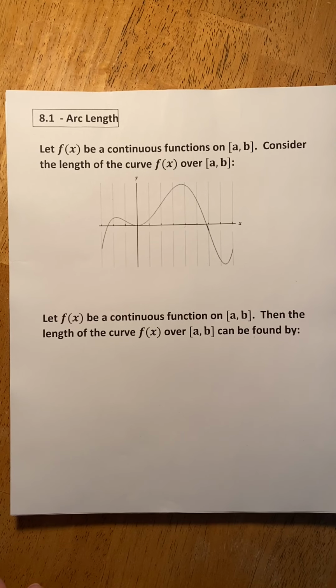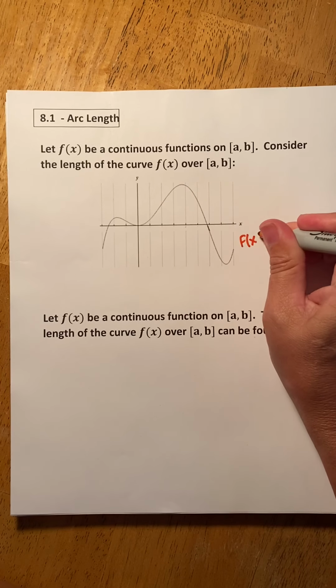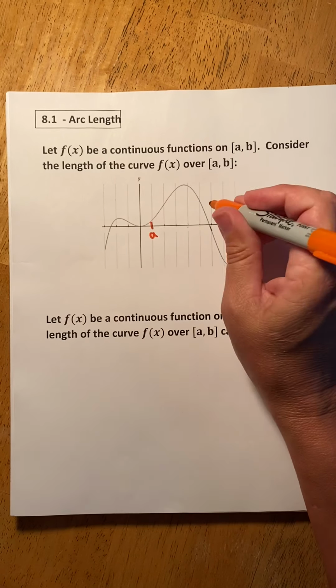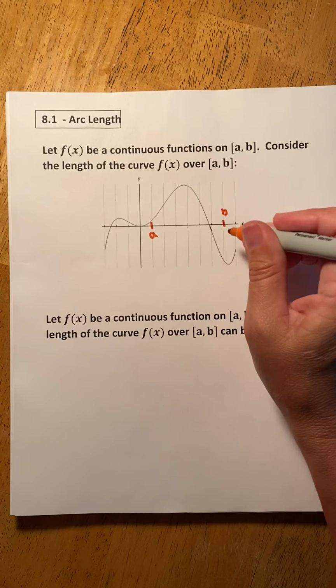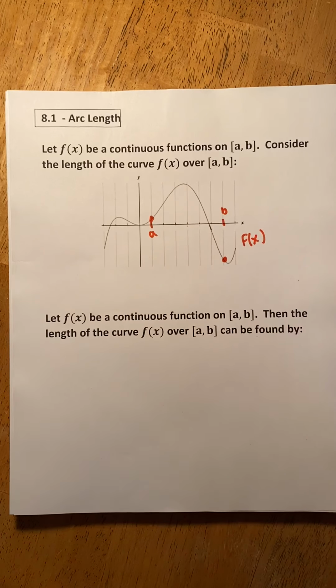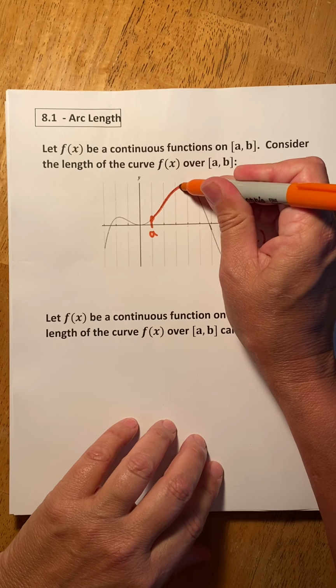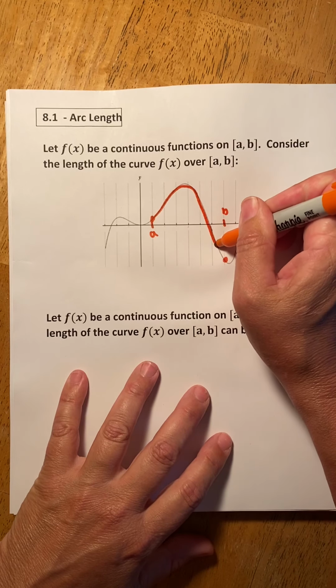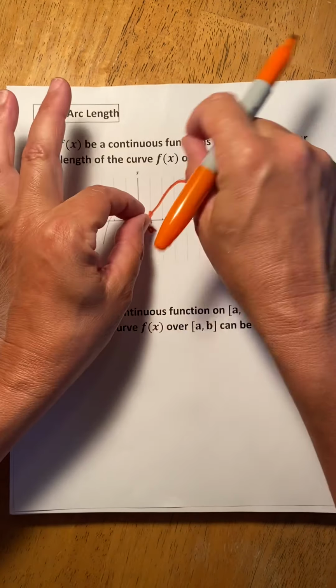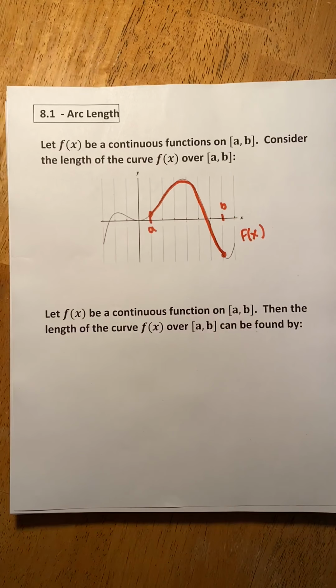8.1 is arc length. So what do we mean by that? Well, let f of x be a continuous curve, let's just say over A to B, however we really want to go. So from here to here. What we're looking for is to find the length of the actual curve. Like if we were to take a piece of string and place it on this curve and lift it up and stretch it out, how long would that be?